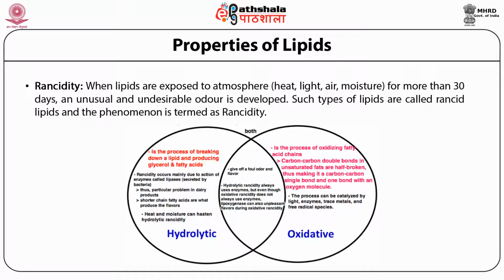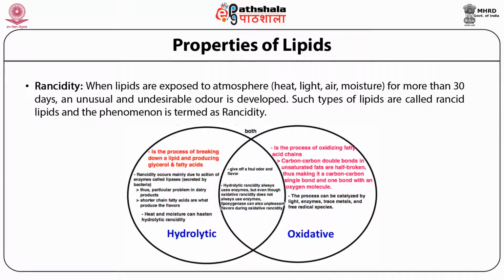Thus, they produce a problem in dairy products. Shorter chains of fatty acids produce the unusual flavors, and heat and moisture can also hasten the hydrolytic rancidity.